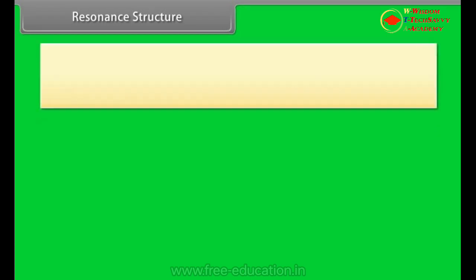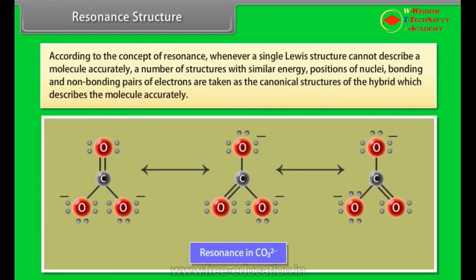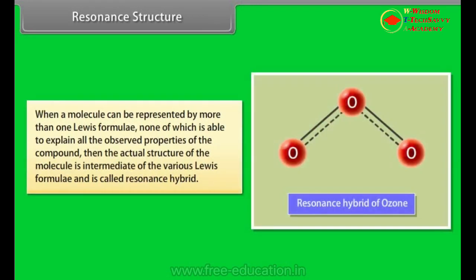Resonance structure. According to the concept of resonance, whenever a single Lewis structure cannot describe a molecule accurately, a number of structures with similar energy, positions of nuclei, bonding and non-bonding pairs of electrons are taken as the canonical structures of the hybrid which describes the molecule accurately. When a molecule can be represented by more than one Lewis formula, none of which is able to explain all the observed properties of the compound, then the actual structure of the molecule is intermediate of the various Lewis formulae and is called resonance hybrid.